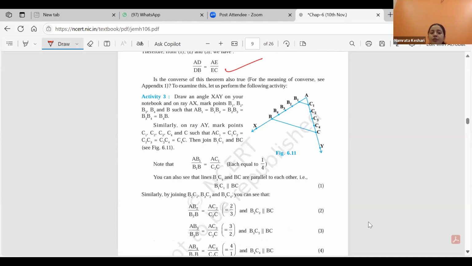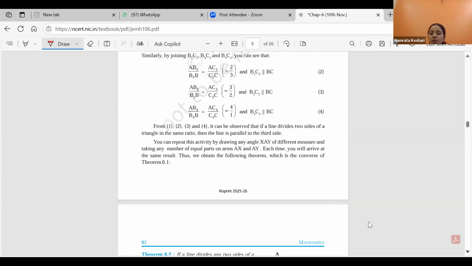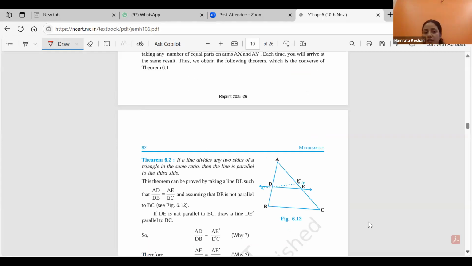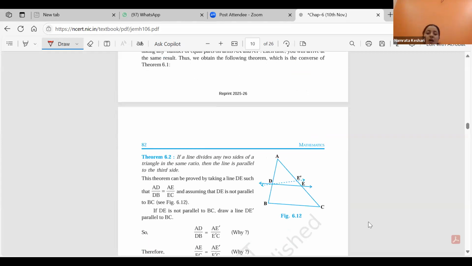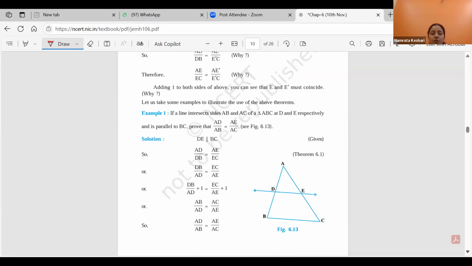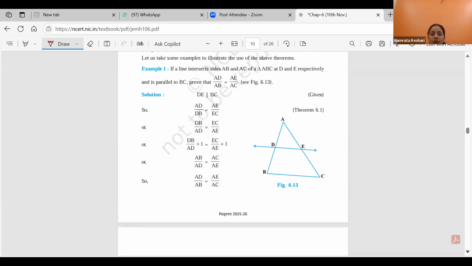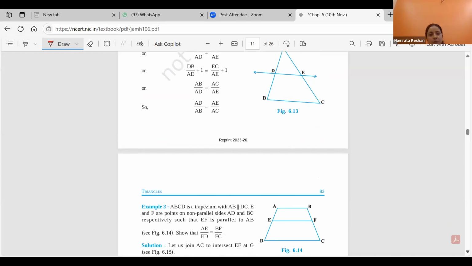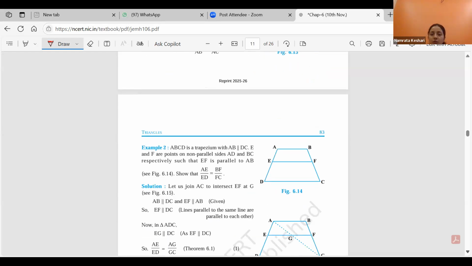There is a few more, like theorem 6.2 is also there, which is exactly the reverse of the theorem we discussed, but today I will not be explaining this theorem. Because if I give you all the theorems in one go, you will end up getting confused. So we will be doing it, but not today. Let me know if the first theorem is clear to you, then we can do this one.